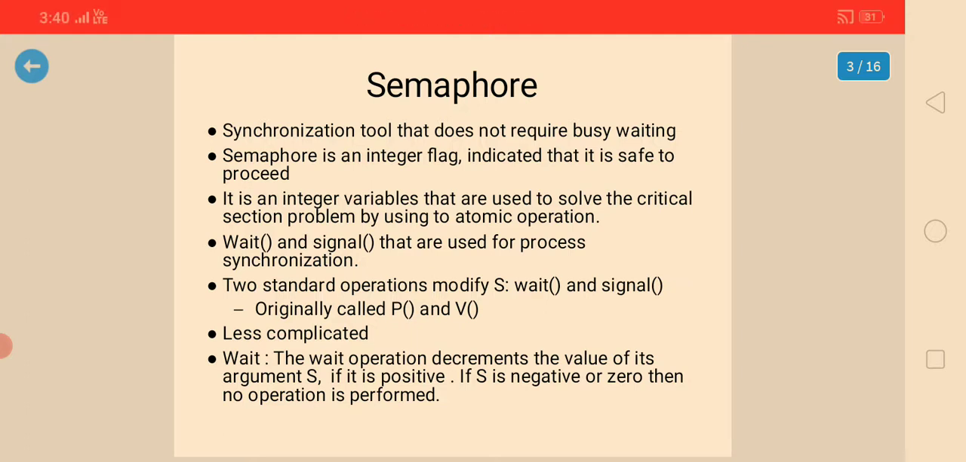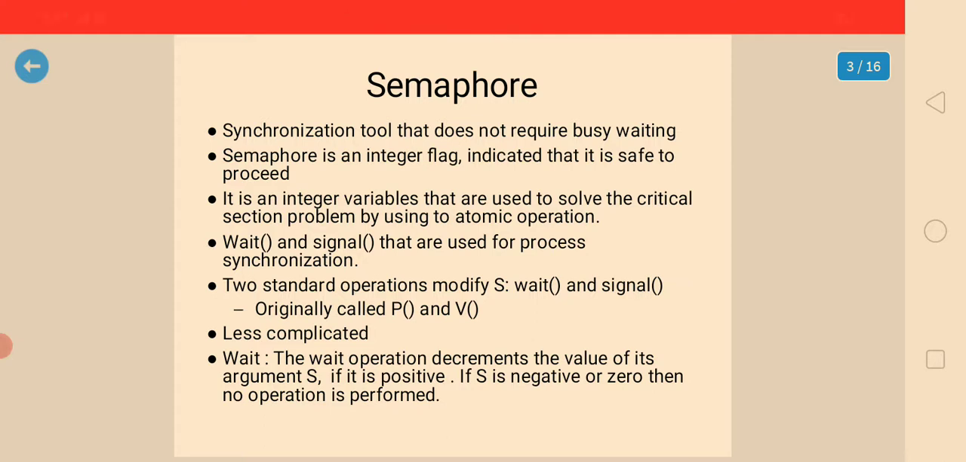The standard operations modify S. Wait and signal were originally called P and V. So these are the modified operations, and this makes the semaphore less complicated.